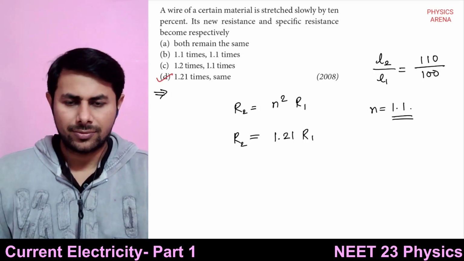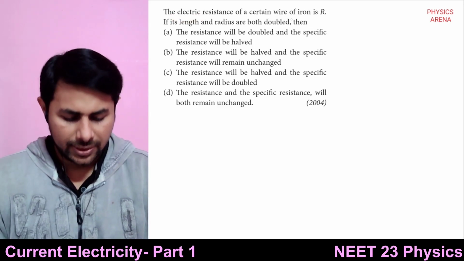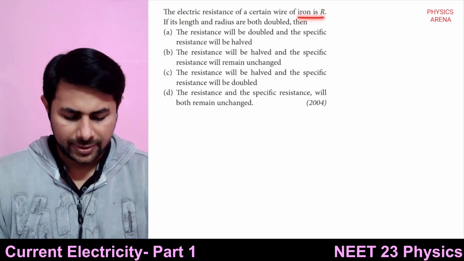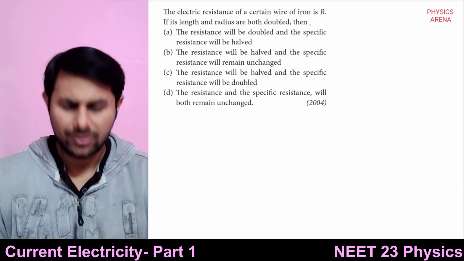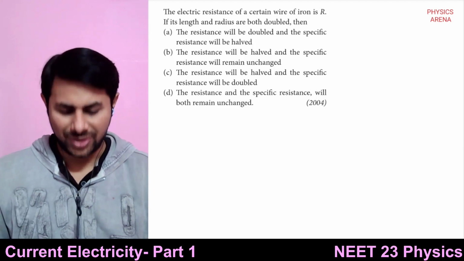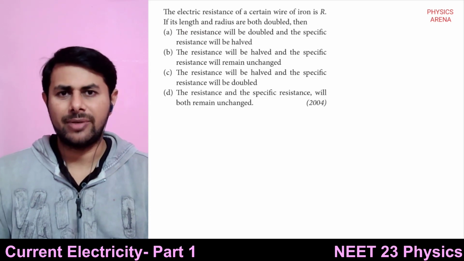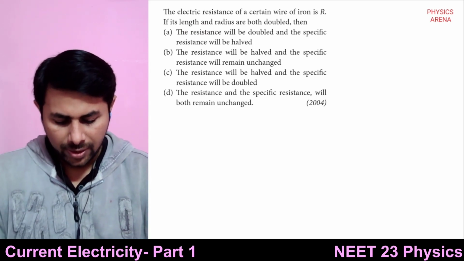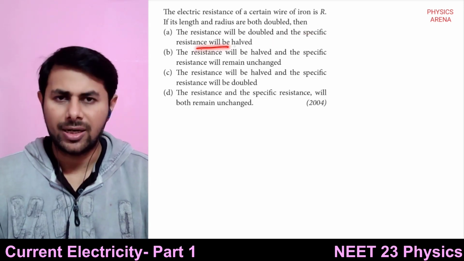Option D. Next question. The electric resistance of a certain wire of iron is R. Its length and radius are both doubled. Okay, so this is not same as that of stretching of a wire. Now length and radius are both doubled, so you are putting some extra material here. The resistance will be doubled and the specific resistance will be half.